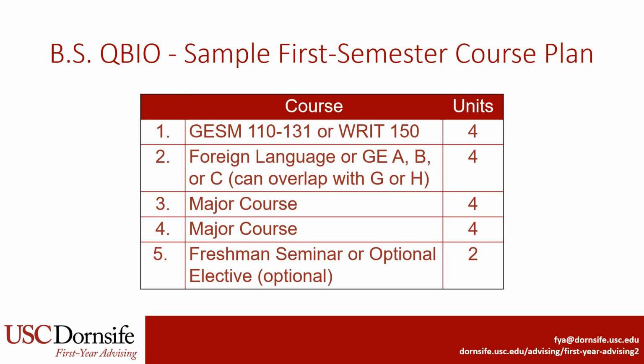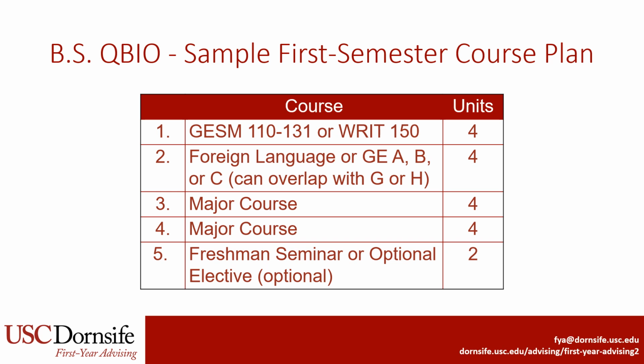This is a typical first semester freshman course plan with 2 USC core requirement courses and 2 major specific courses. Most students will take either a GE seminar or Writing 150 in their first semester, and then either foreign language or a GE. In terms of major coursework, the most common combination is general biology and general chemistry or calculus, but this will vary based on the individual student.